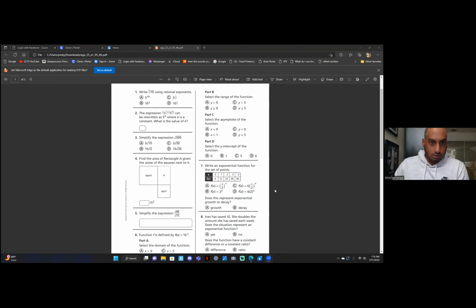Share your screen again. It says 10 to the one third. Yeah, it's that one. Let me see. Yes. Yep, D. Number two, the expression that can be written as 5 to the k, where k is a constant. What is the value of k? Okay, so 5 raised to the 7 over 3 times 5 to the 8 over 3. What do you do with the 7 over 3 and the 8 over 3?